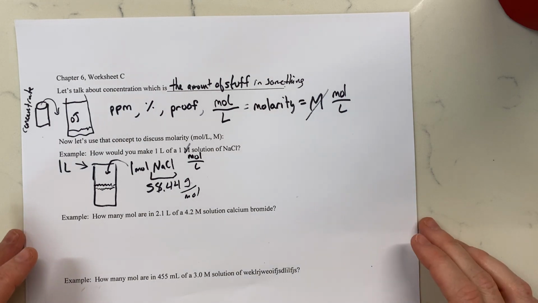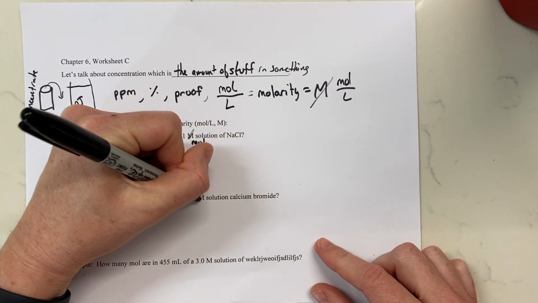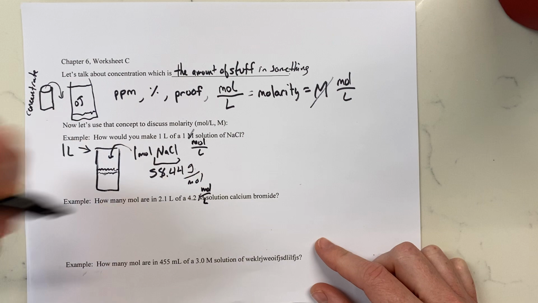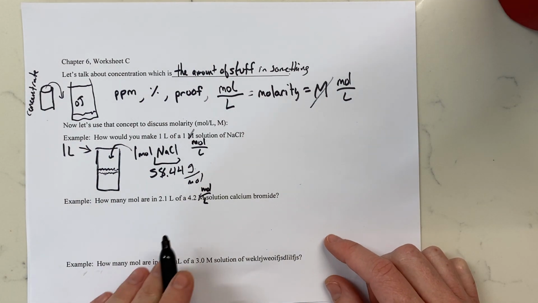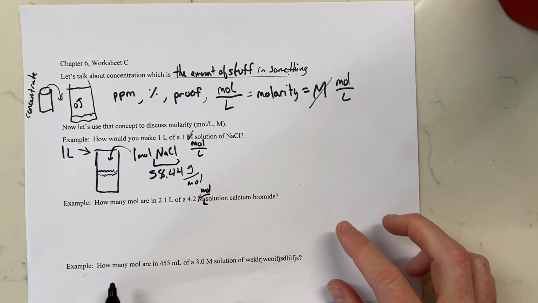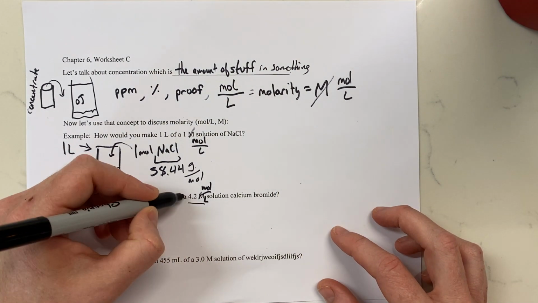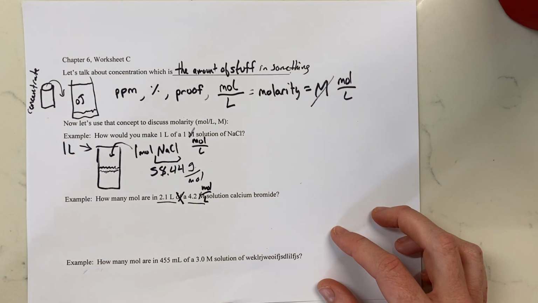How many moles are in 2.1 liters of a 4.2 mole per liter solution of calcium bromide? All right, first things first, big M, we change that to mole per liter. Now here's rule number 2. First rule is turn that to mole per liter. Rule number 2 is this: when you have a volume of A, we're going to multiply those two things together.